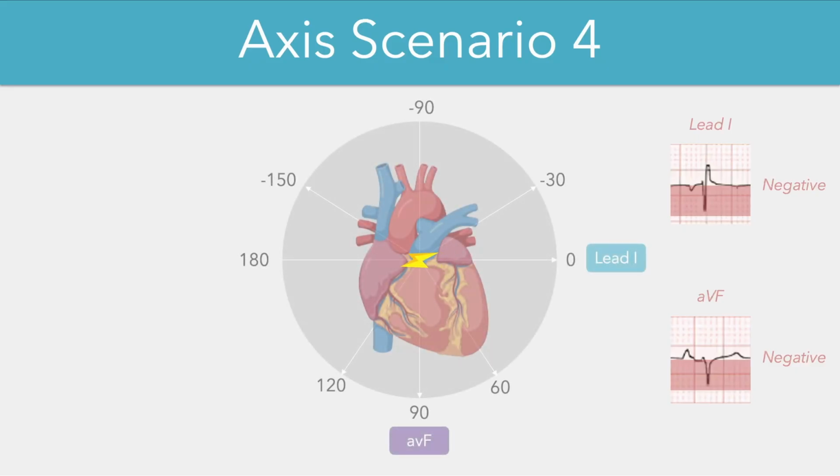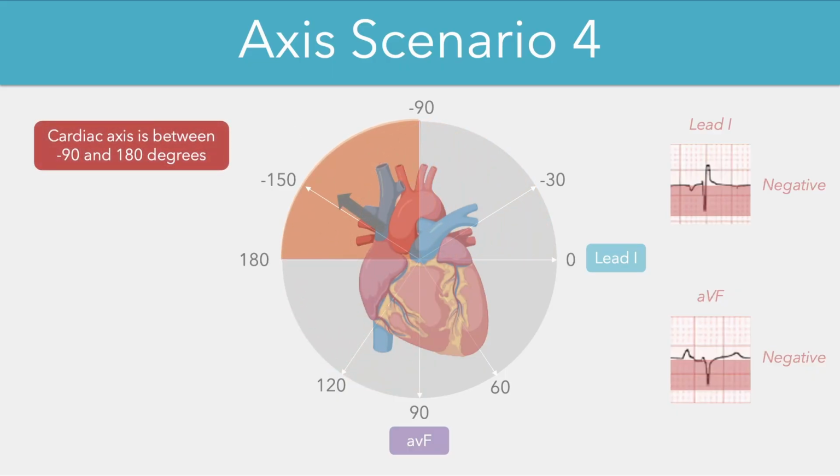If we apply these findings on our cardiac axis diagram, we know that the impulse is moving away from lead 1 and therefore moving towards the right-hand side of the heart. Simultaneously, we know that the impulse is moving away from lead AVF and therefore towards the upper poles of the heart. Combining the information from these leads together, we have this point of intersection between minus 90 and 180 degrees, which suggests that the cardiac axis is lying in this area.